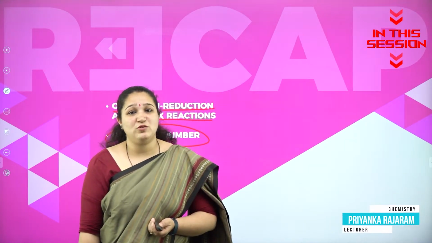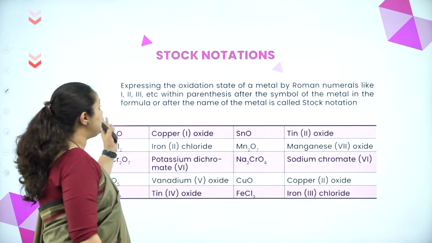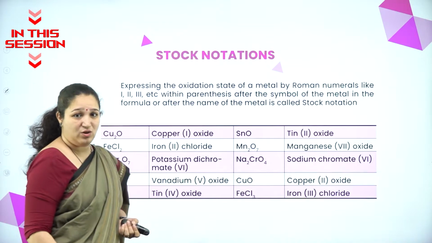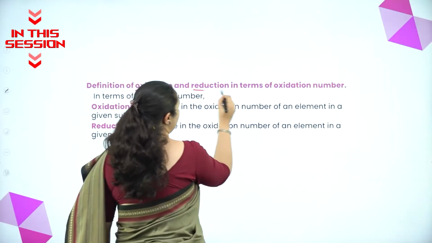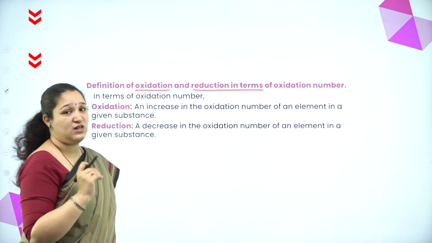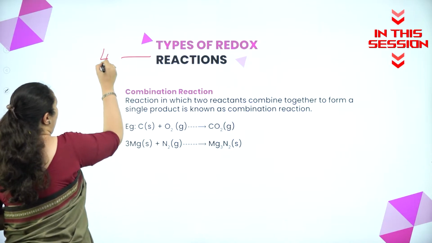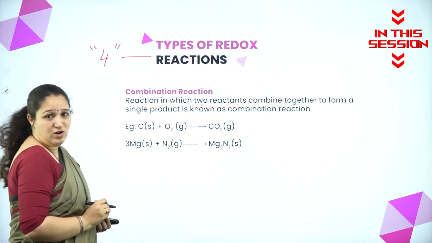Now, let's learn about the types of redox reaction and also what is the meaning of Stock notation. Expressing the oxidation state of the metal, what is reduction reaction in terms of oxidation number? We have 4 different types of redox reaction.